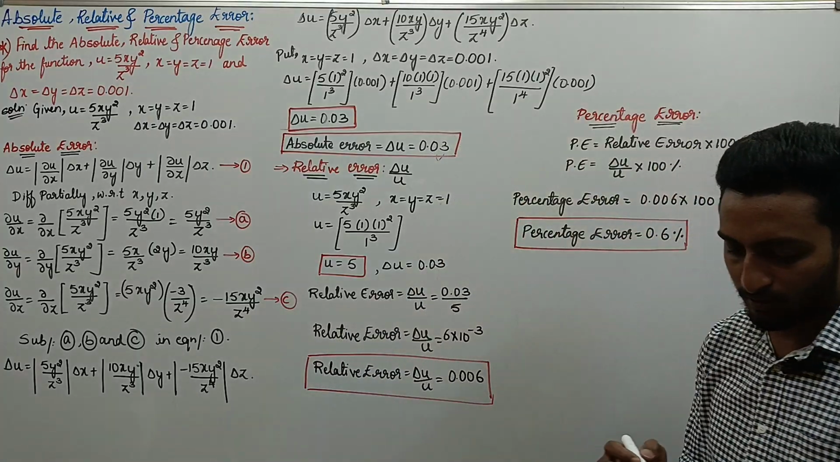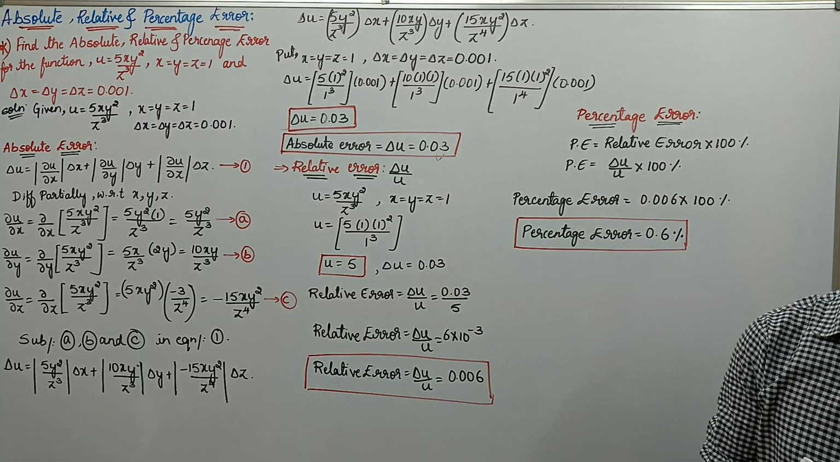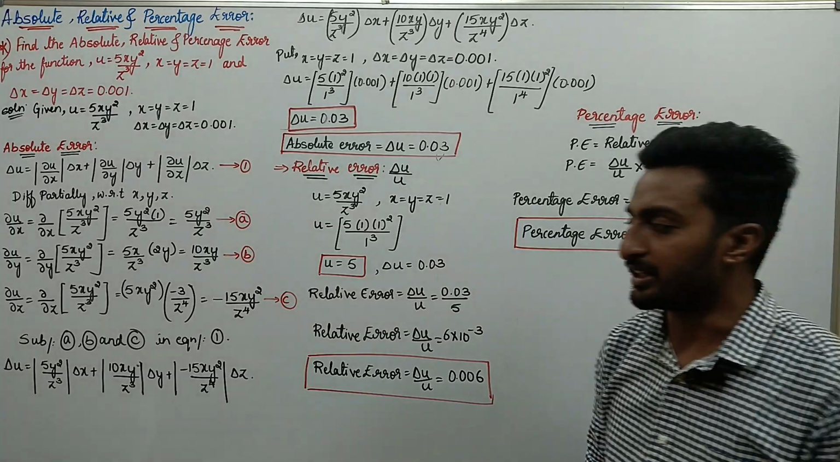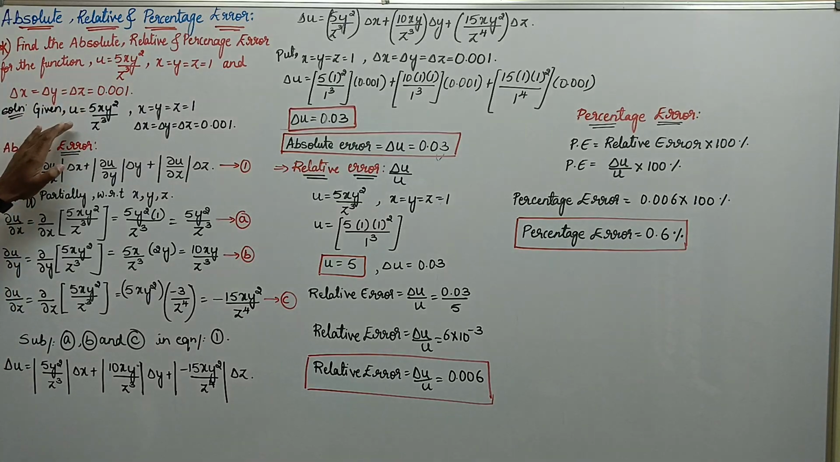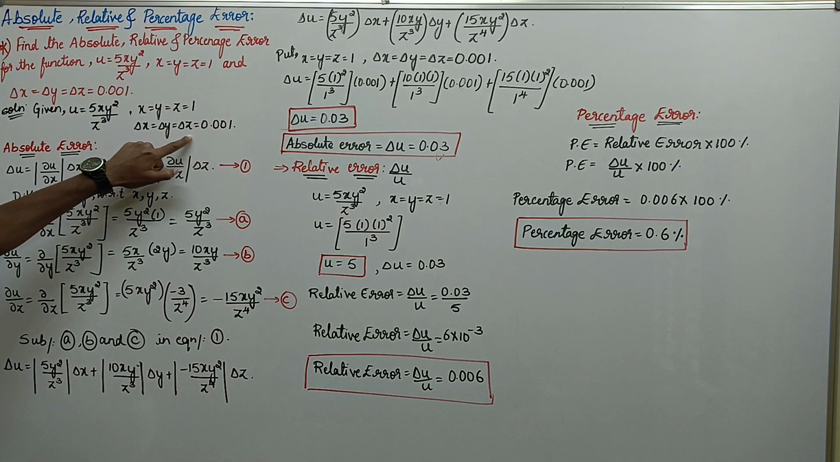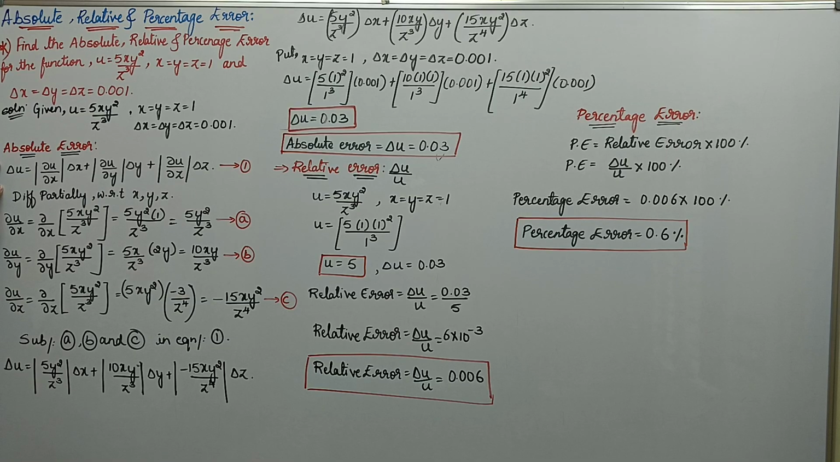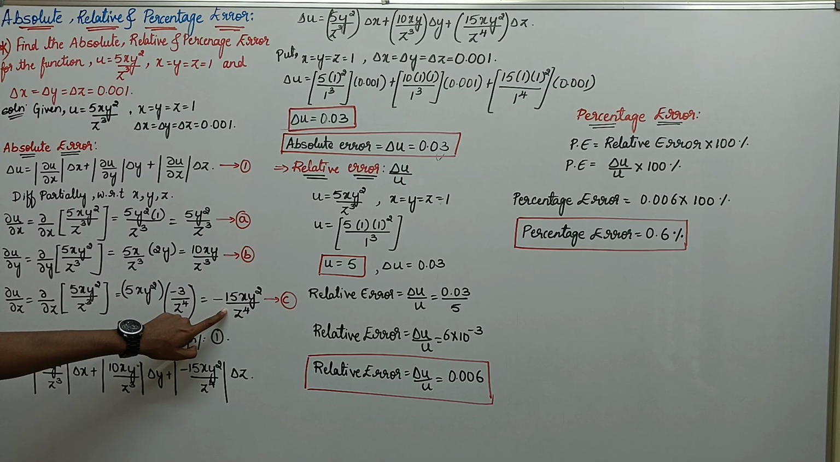Got the point? This is how we are supposed to represent absolute error, relative error, and percentage error. Let us take a recap. First, represent the given function u, the x, y, z values, and del x, del y, del z. Now first they have asked to find absolute error. This is the standard representation of the absolute error. I am supposed to differentiate u partially with respect to x, represent it as a; with respect to y, represent it as b; with respect to z, represent it as c.